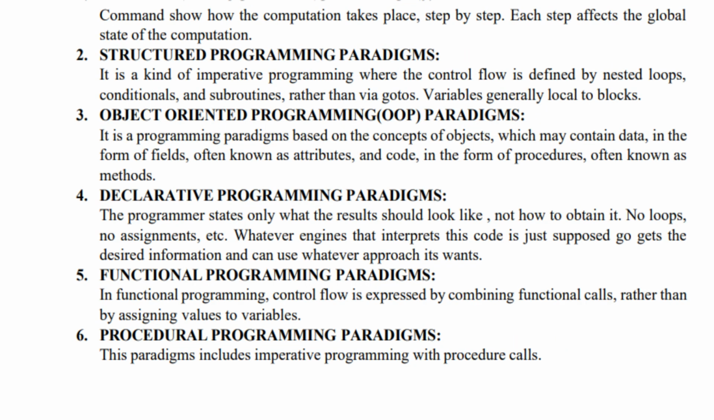4. Declarative programming paradigms. The programmer states only what the results should look like, not how to obtain it. No loops, no assignments, etc. Whatever engine interprets this code is just supposed to go get the desired information and can use whatever approach it wants. 5. Functional programming paradigms. In functional programming, control flow is expressed by combining function calls, rather than by assigning values to variables. 6. Procedural programming paradigms. This paradigm includes imperative programming with procedure calls.